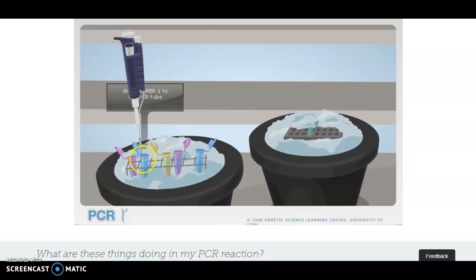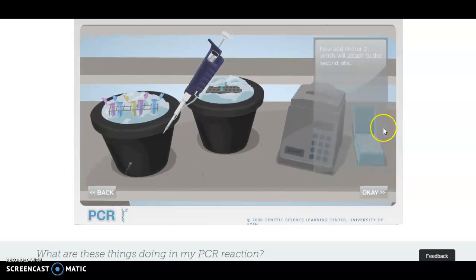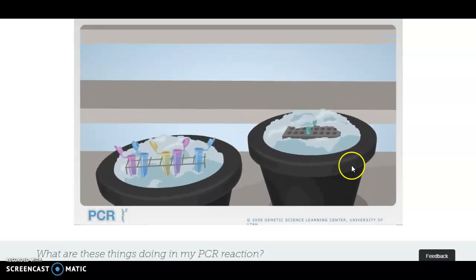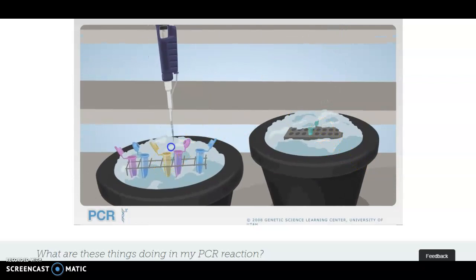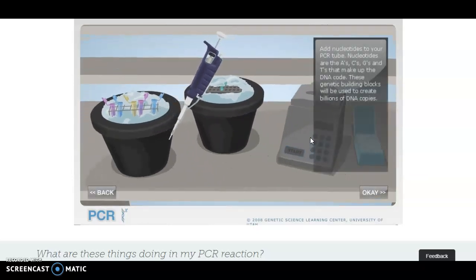Let's go ahead and grab our primer. Again, I'm going to hold down the plunger, keep holding, drag it over, and there we go. Now I'm going to add primer 2. So primer 1 attached to one side of the DNA, primer 2 is going to attach to the other side. So imagine you were trying to edit a video and you need to cut out a specific scene. You need to cut one before the scene and you need to cut one after the scene in order to isolate it. So now we have primer 2 in our tube, holding down the plunger.